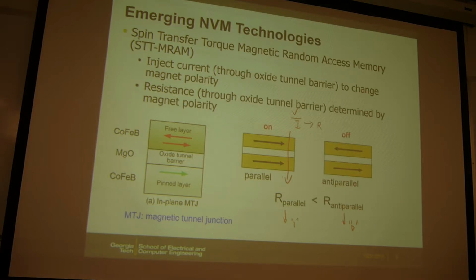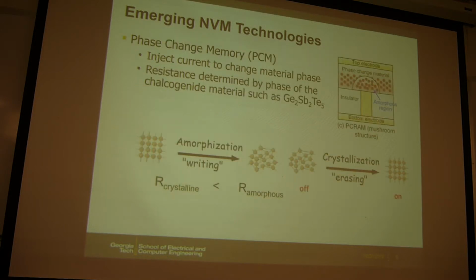So the resistance difference in this kind of device is not very large. The on and off states maybe only have a 2 times difference in the resistance. But still, you can sense that small difference through your sense amp. Okay, so this is the first technology.